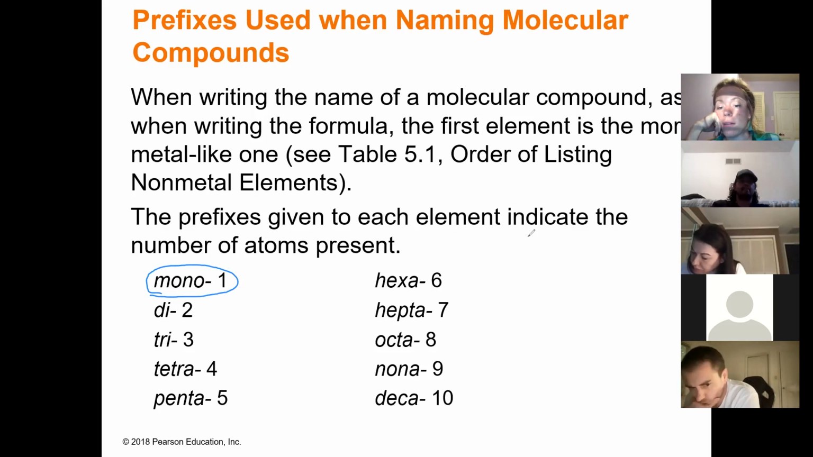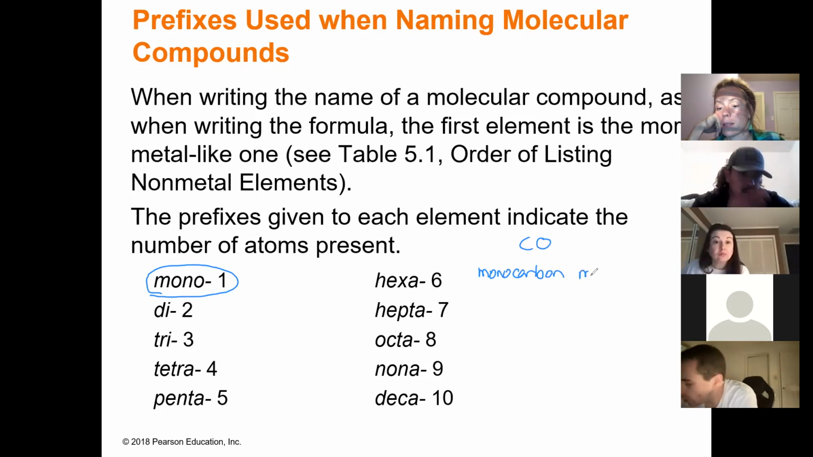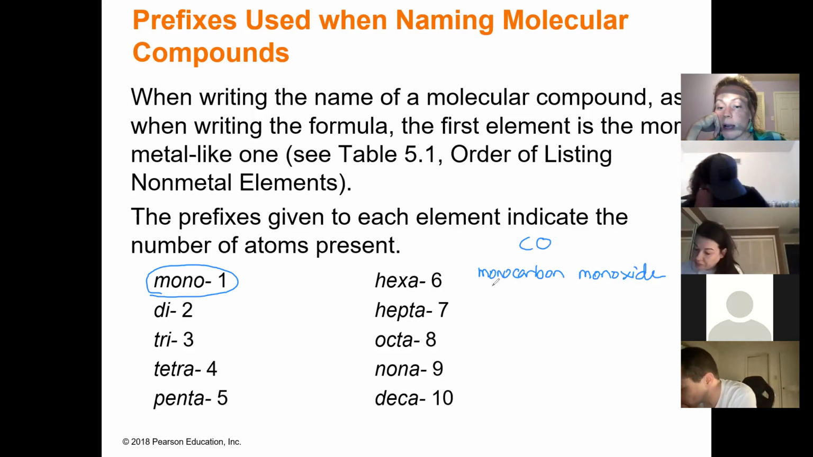So let's look at this thing right here, CO. Based off of our system, we would call this monocarbon monoxide. Now, I've never heard anybody call it monocarbon monoxide. Why? Because we drop the mono on the first guy, but we keep the mono on the second guy. So this becomes carbon monoxide.